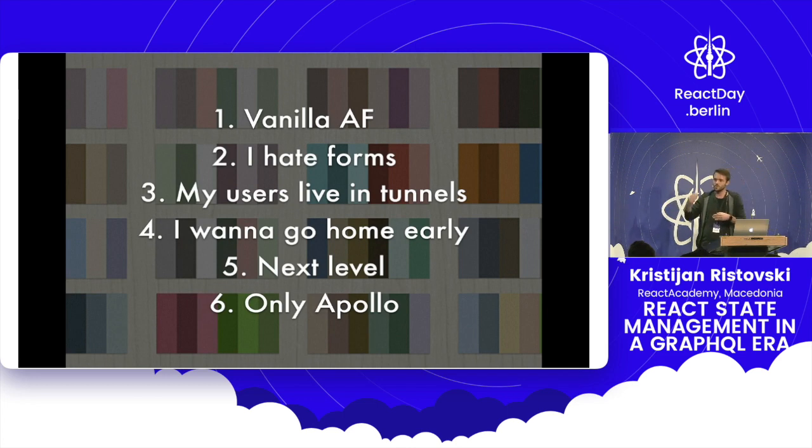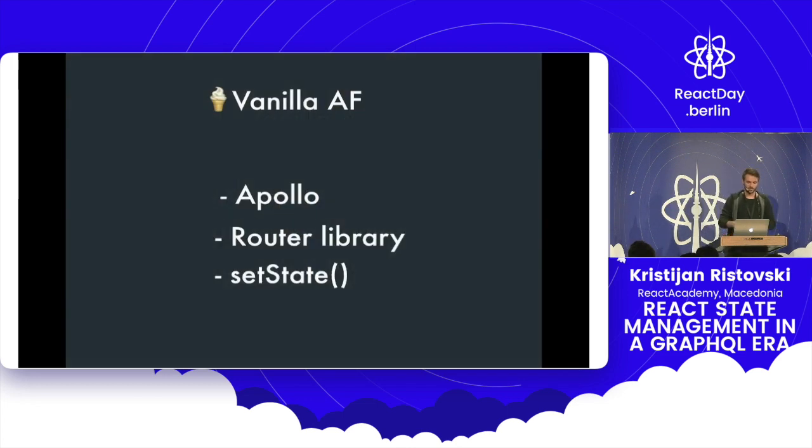So these are my names, and I'm going to explain all of them. The first one is vanilla, and we're using Apollo or Relay. If that's better for you, we can use a router, and we're using setState. Like the thought of using setState to people is like, oh, setState, we want Redux.